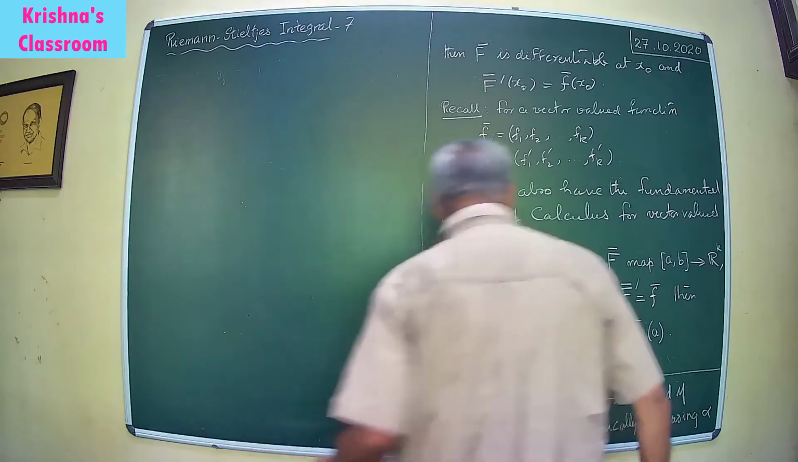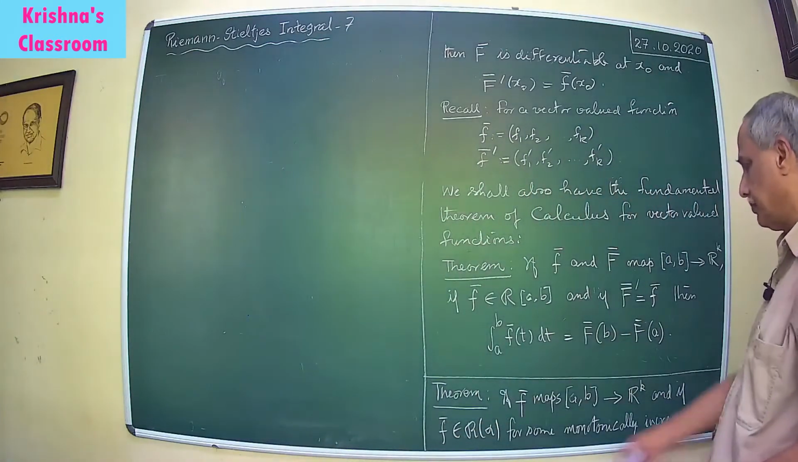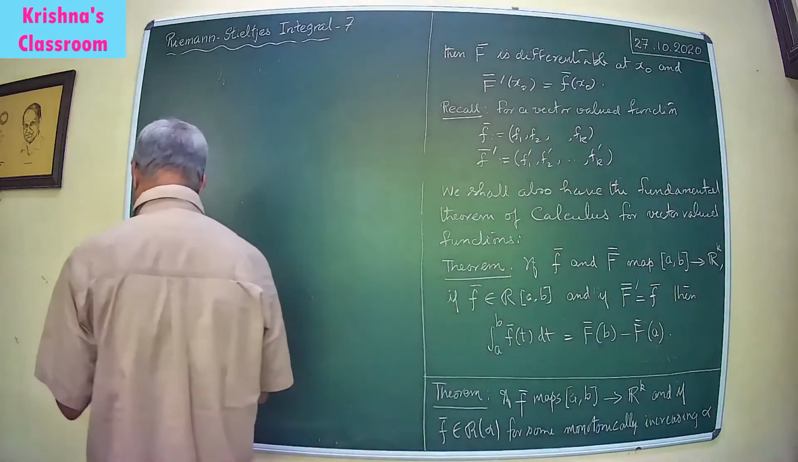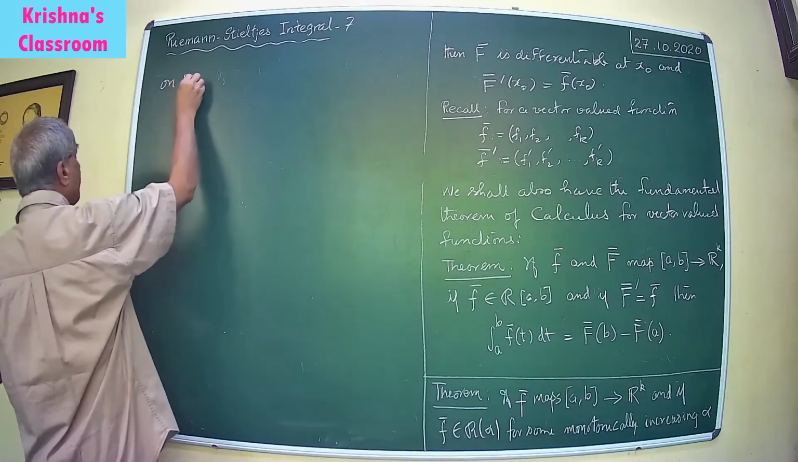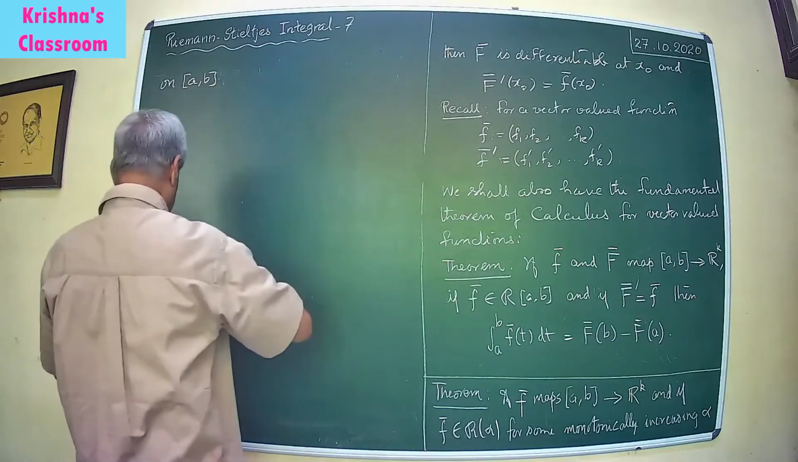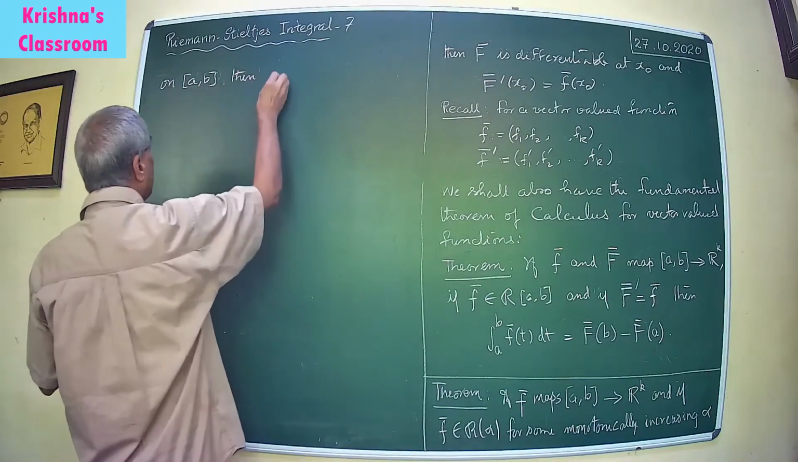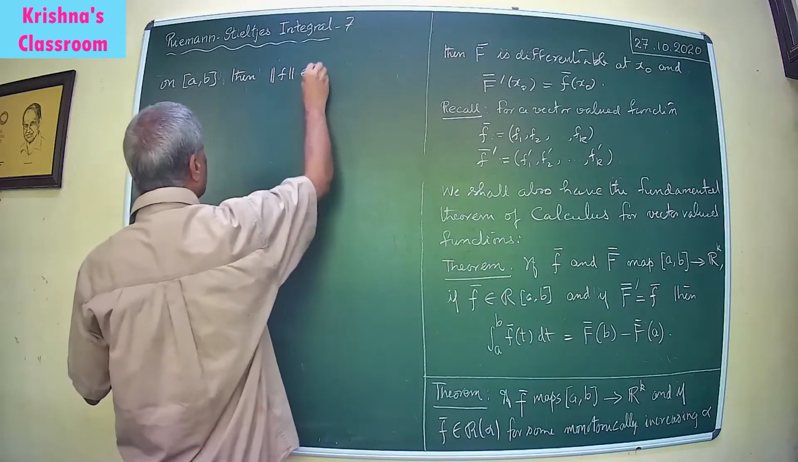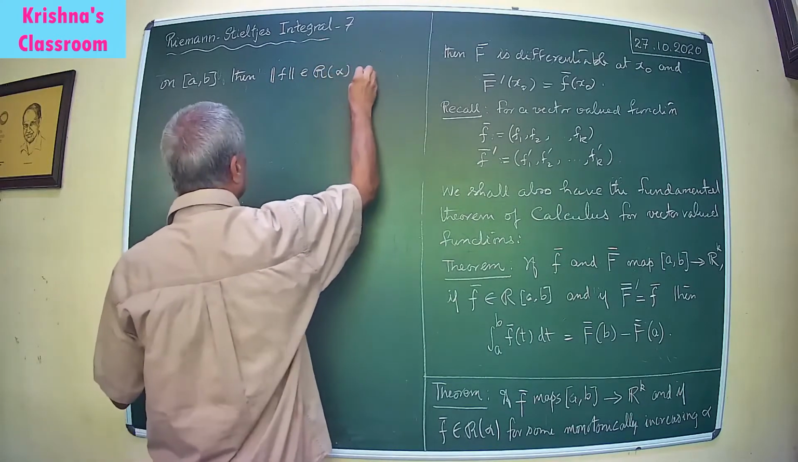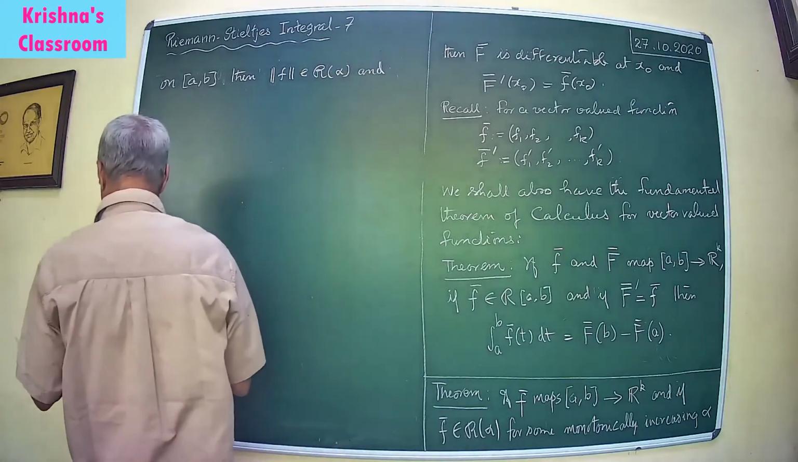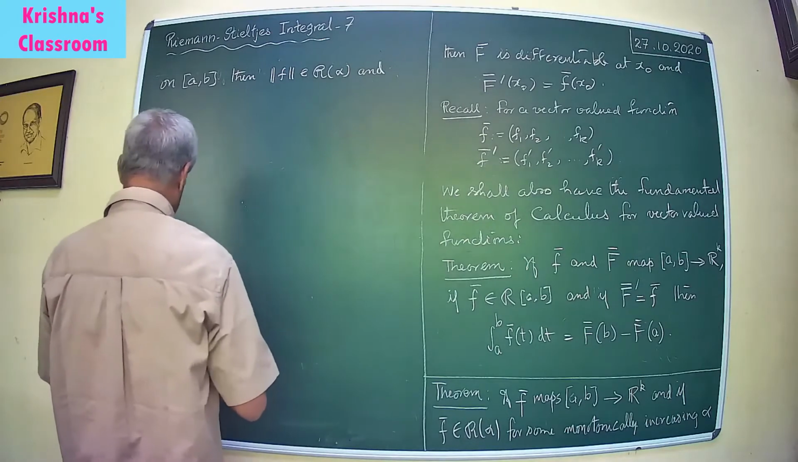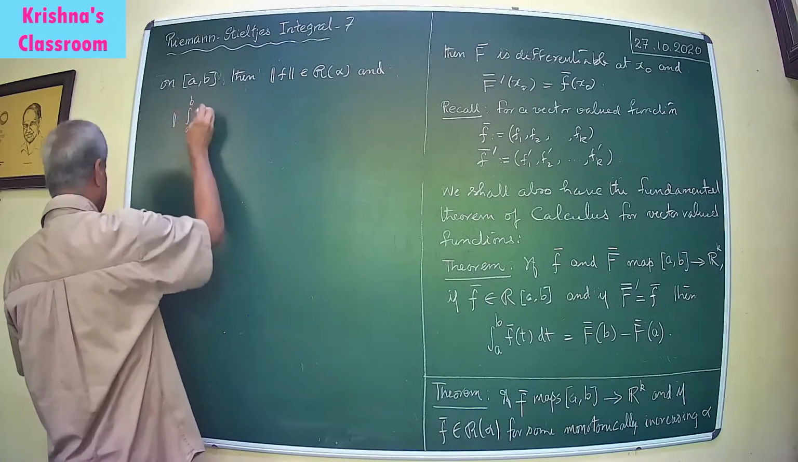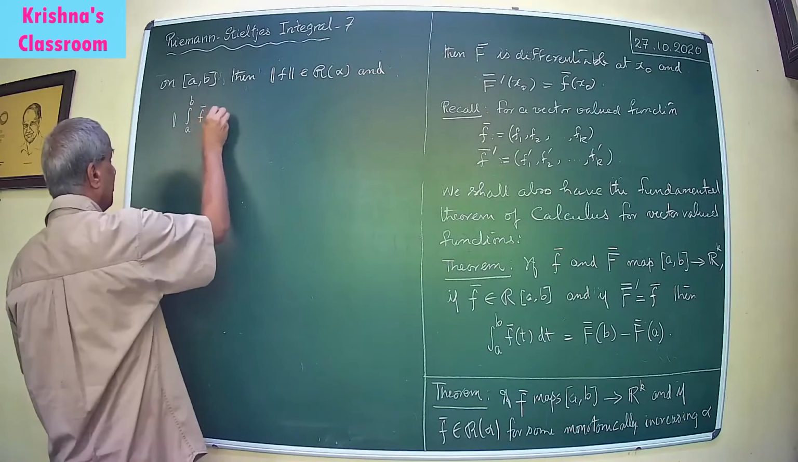So what I assumed is this: f bar maps [a, b] to R^k, and if f bar belongs to R(alpha) for some monotonically increasing alpha on [a, b], then norm of f bar belongs to R(alpha) and we have the norm of the integral from a to b of f bar d alpha.